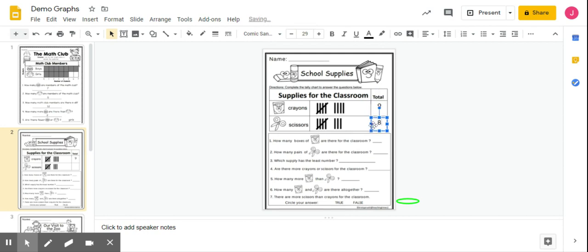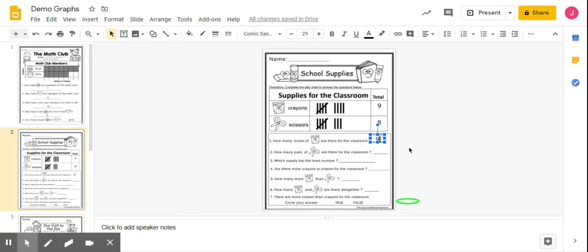There are 8. Now let's try to go through the questions. The first question says, how many boxes of crayons are there in the classroom? Well, we just counted up, so we could just look back at our table. So there are 9 boxes of crayons.